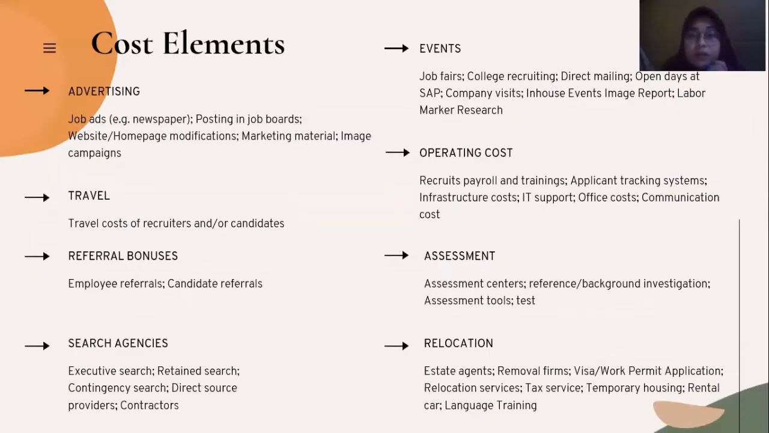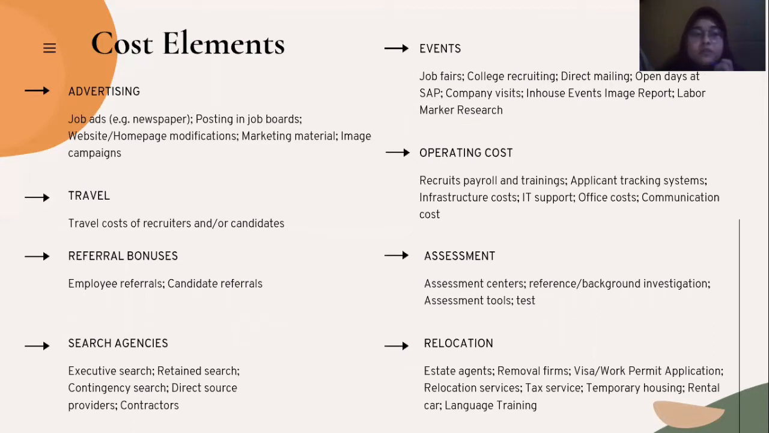The next is about cost elements. There are 8. The first is advertising. As you know, in HRM there is a need for advertising to promote, like job advertising in newspapers, posting on job boards, website or homepage modification, marketing material, and also image campaigns.